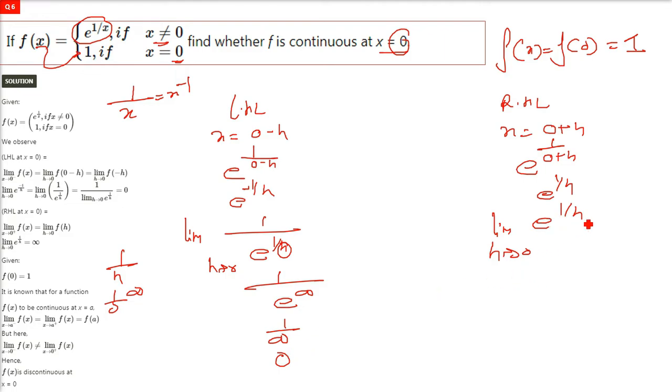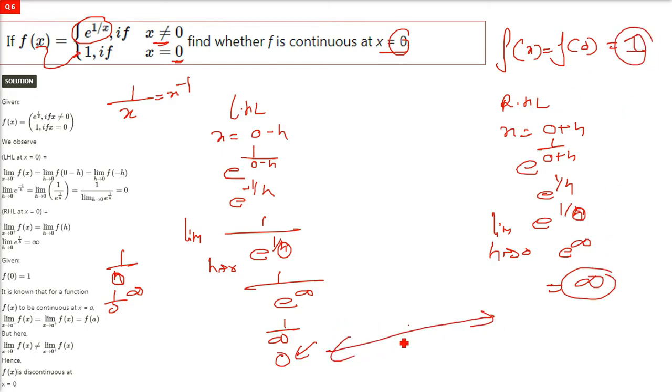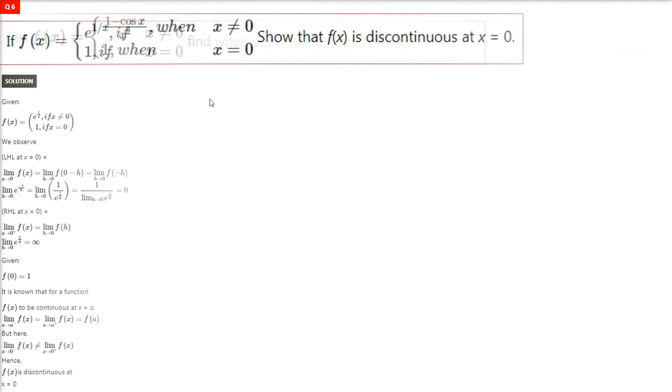Here also on the right hand side e raised 1 by 0, so 1 by 0 is infinity, e raised to the power infinity, same discussion, same logic, it is going to be infinity. Okay, so this is 0 and this is infinity, and this is 1. So neither are the left and right hand limits equal, nor are they equal to the value at x equals 0. So you can easily say it is not continuous, discontinuous.